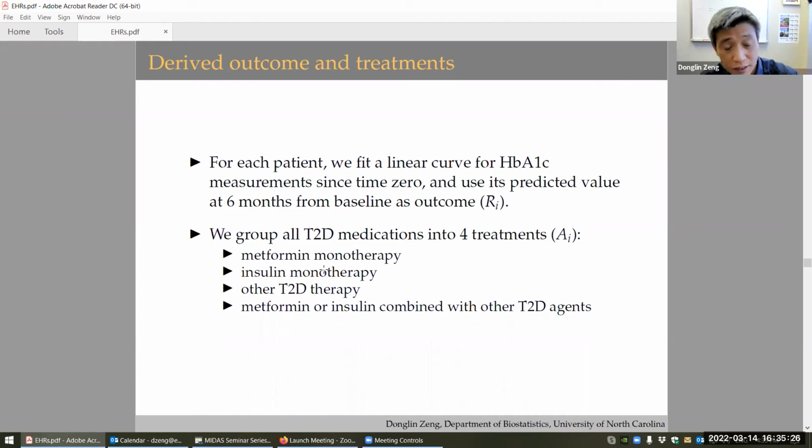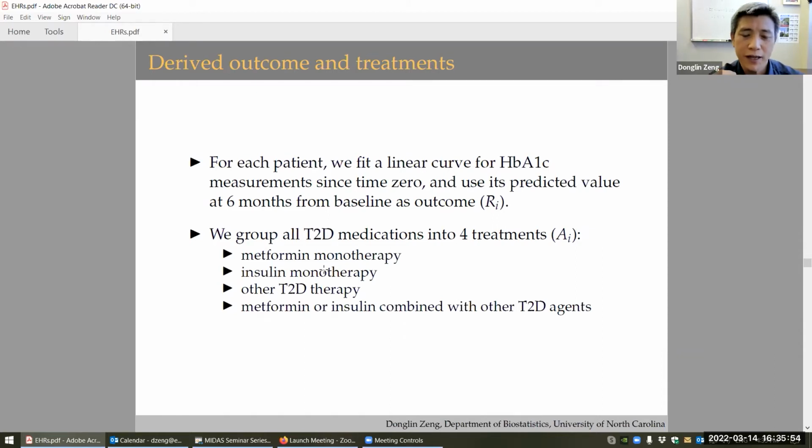We use this post-treatment data, and I think we fit a linear mixed-effect model, and we use that model to predict what the 6-month value is, and use that as our comparable. Which is not an ideal way. The ideal way is to get the exact measurement at 6 months. But unfortunately, with EHR data, that's a challenge, because nobody is going to come exactly at 6 months for you to take a measurement.